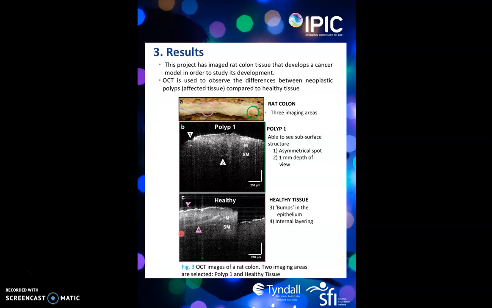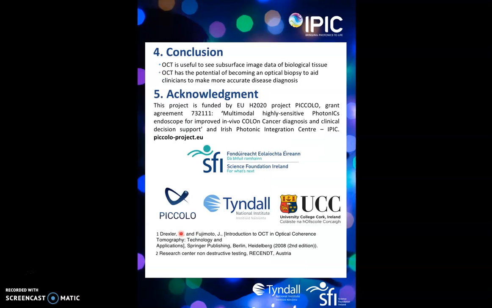So the purpose of this is to combine everything in an endoscope probe to give a more accurate information to endoscopists. So finally, my conclusion is that OCT is a very useful technology to see subsurface image data of biological tissue. And finally, OCT has the potential of becoming an optical biopsy to aid clinicians to make more accurate disease diagnosis.